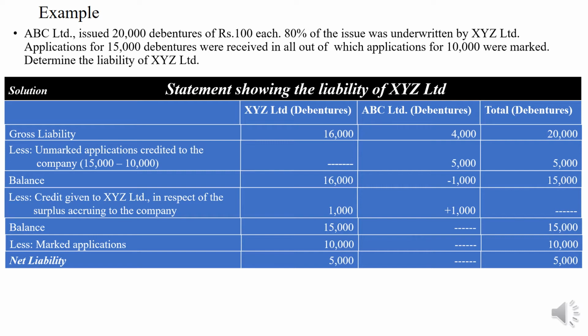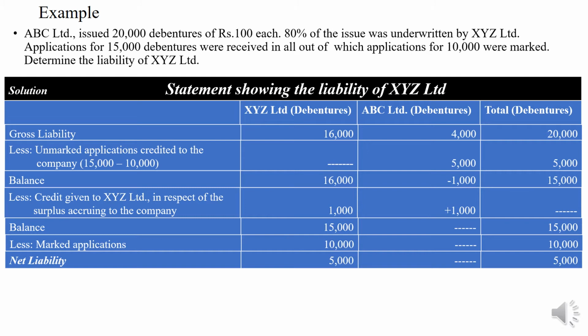And one more is unmarked applications. So that should be credited to the company by deducting that amount from the liability. So here the marked applications are 10,000. If the marked applications are 12,000, then this becomes 3,000, say 15,000 minus 12,000. But in our example, the marked applications are 10,000 and total applications received are 15,000.